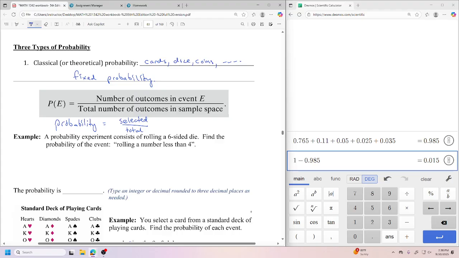Okay, so it says, what's the probability? Oh, we got a 6-sided dice. What's the probability of less than 4? So what I'm going to do is list out all the numbers that we can have on a 6-sided dice. 1, 2, 3, 4, 5, and 6.